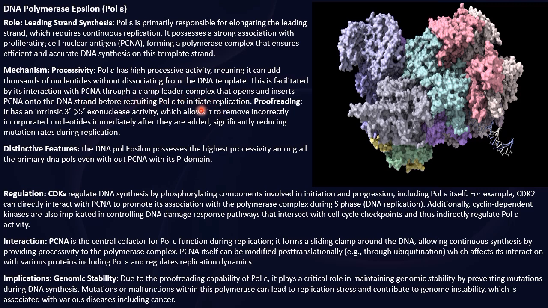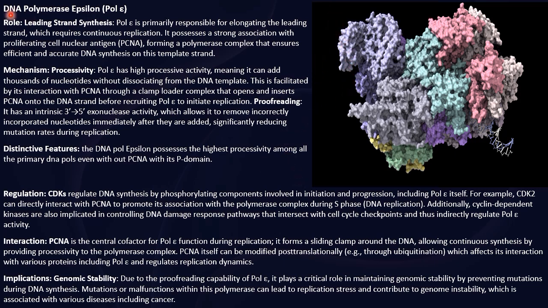That is, DNA pol epsilon already has a high processivity, but with the interaction or association with the PCNA complex, it increases its processivity several folds drastically.